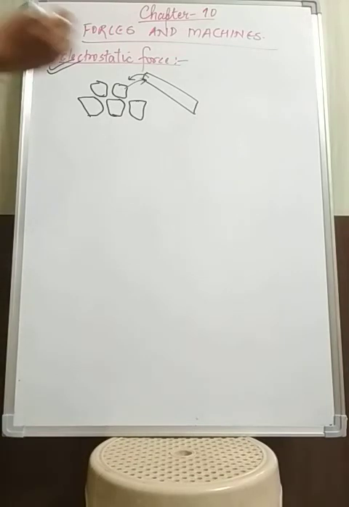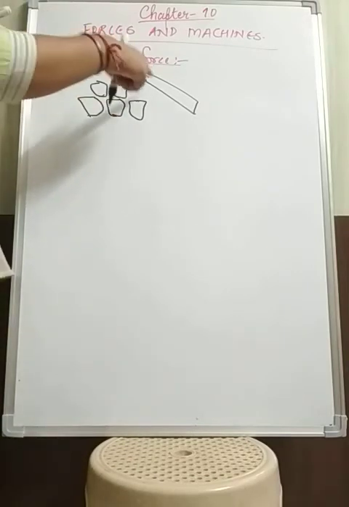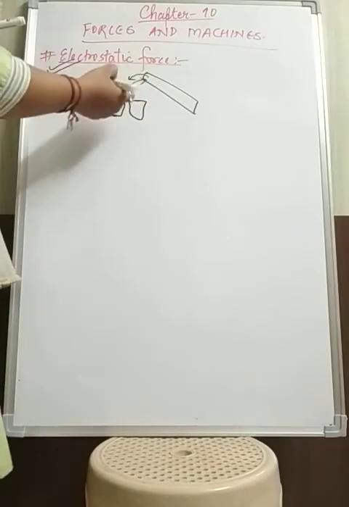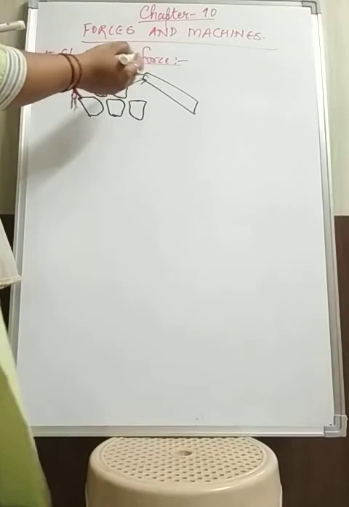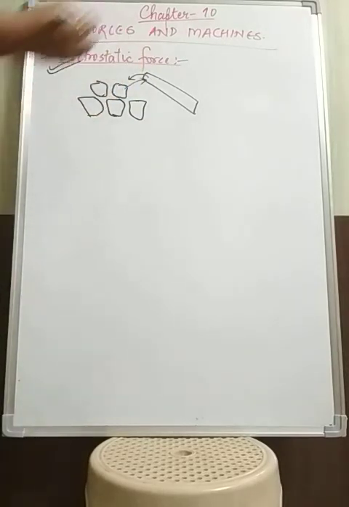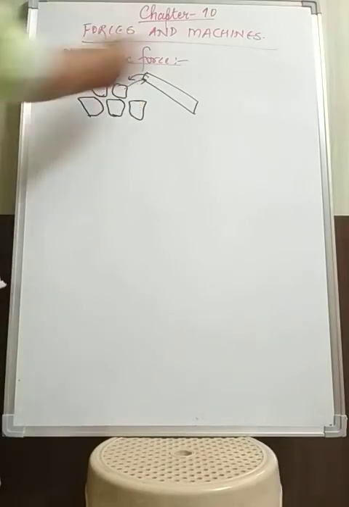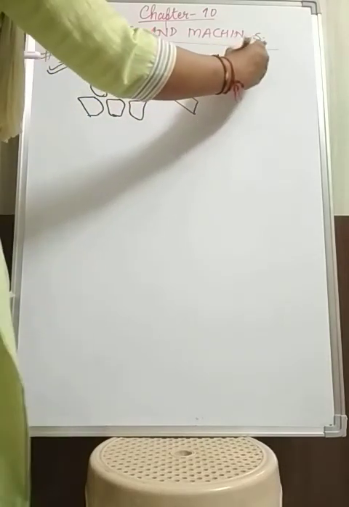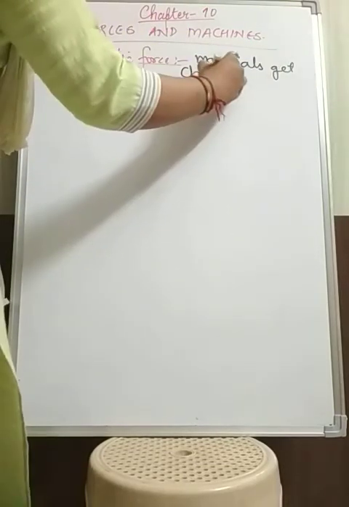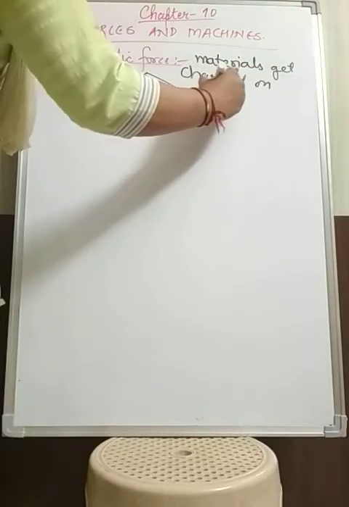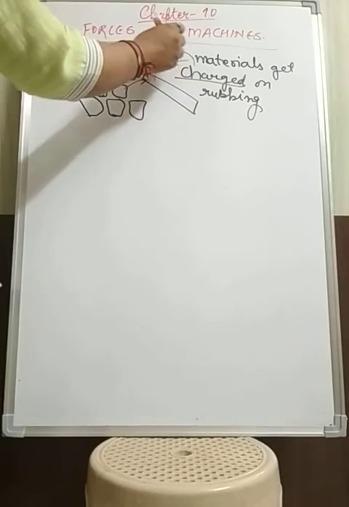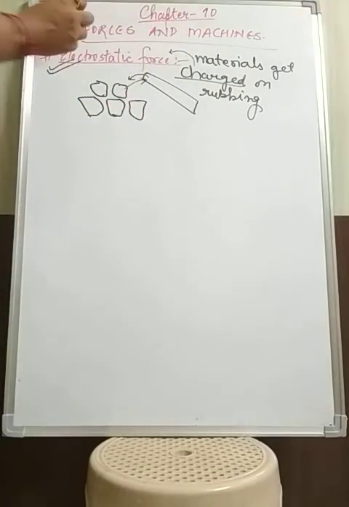The bits of paper will stick to this scale, or instead of the scale you can take a comb also. So how does this happen? This happens because of the electrostatic force. Some materials, when they are rubbed with other materials, get charged. Materials get charged on rubbing, and the force which acts on the charged materials is known as electrostatic force.